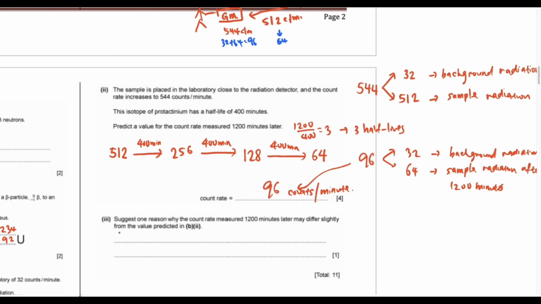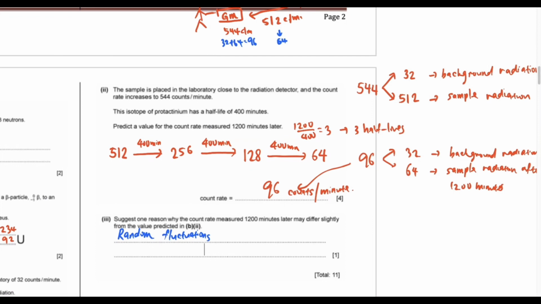So the reason is because of random fluctuations. Random fluctuations meaning radioactive decay happens randomly. So this is theory. Theory is supposed to be 96, but in practical, maybe it doesn't really go to 96. It goes around 96, basically because radioactive decay happens randomly. So that's the reason.